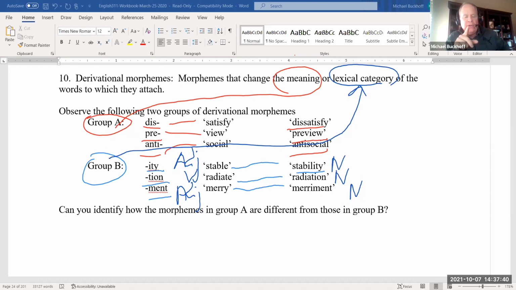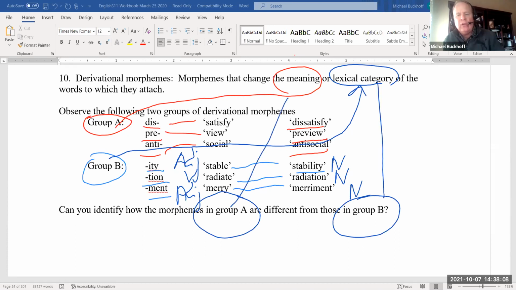So the ity, the tion, and the ment, these are also derivational morphemes because they change the lexical category of the words they attach to. What we've observed here is these words are changing from adjectives to nouns or from verbs to nouns. That's exactly what's going on there. And that's how group A is different from the words in group B. They're both derivational morphemes. They just do different things to the words they're attaching to. That's what you want to remember there. Okay, any questions on that before I move on?